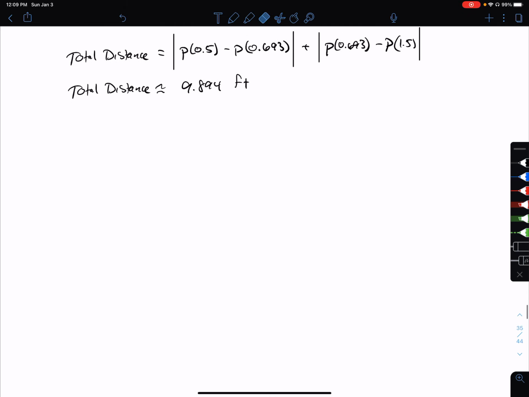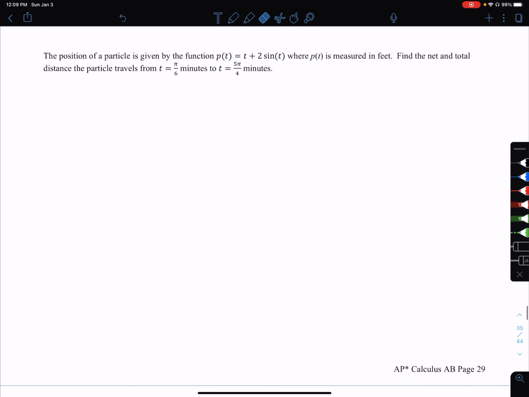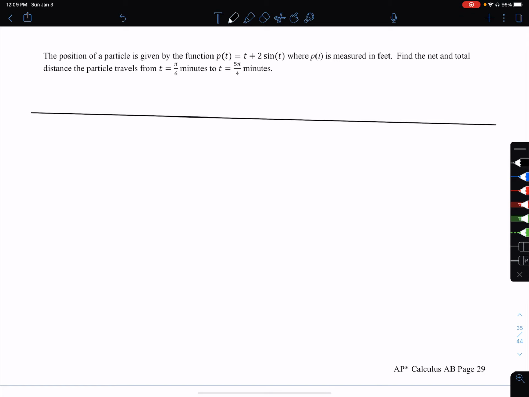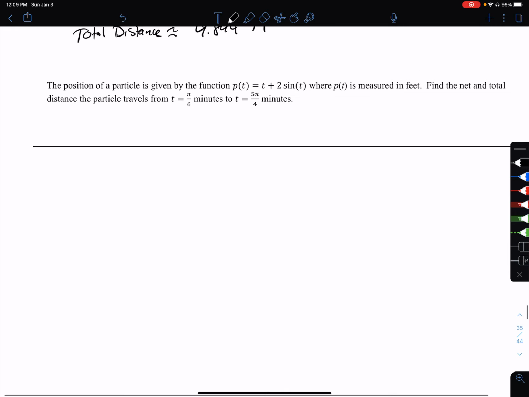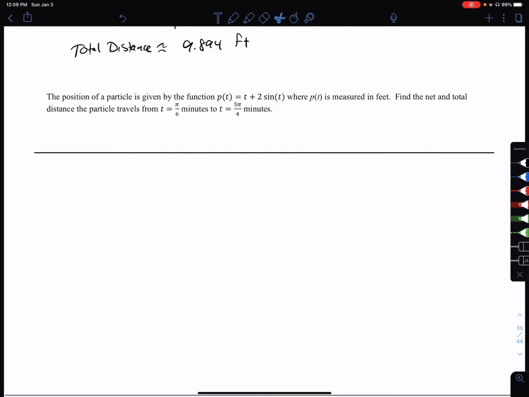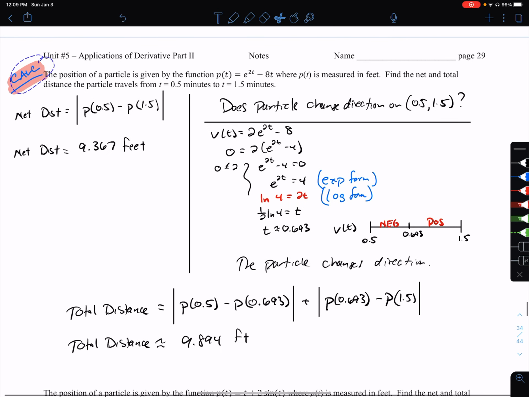Last one is a non-calculator. The position of a particle is given by this function where p is measured in feet. Find the net and total distance traveled at these times. Well, let's do net first because it's easier. Hey, what? Maybe this is a calculator problem. Let's assume this is also a calculator problem.